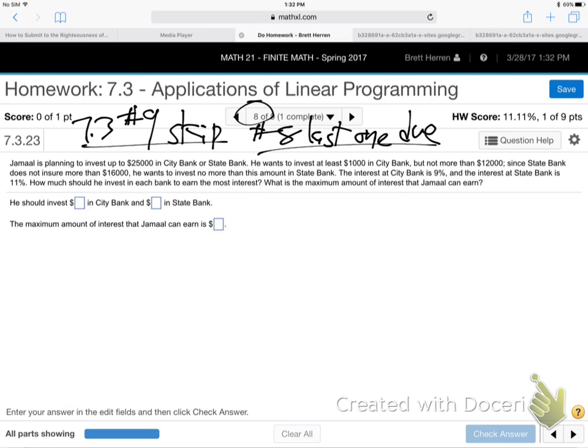Jamal is planning to invest up to 25,000 in Citibank and State Bank. He wants to invest at least 1,000 in Citibank, but not more than 12,000. Since State Bank does not insure more than 16,000, he wants to invest no more than that amount in State Bank. Interest at Citibank is 9%, State Bank is 11%. How much should he invest in each bank to earn the most interest? What is the maximum amount of interest that Jamal can earn?